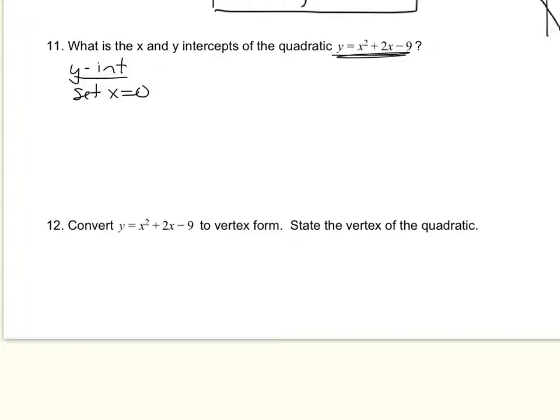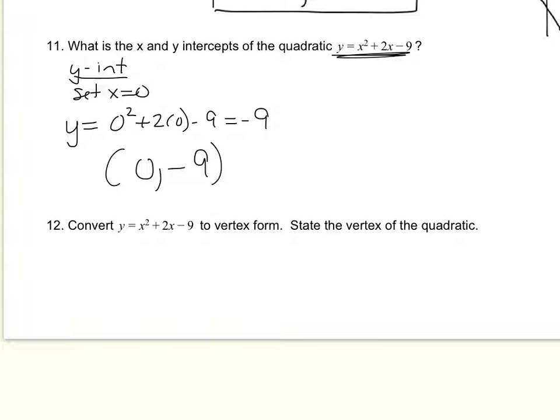So in my function up here, x squared plus 2x minus 9, I'll just put 0 in for all the x's. So y equals 0 squared plus 2 times 0 minus 9 equals negative 9. So my y-intercept would be (0, negative 9).